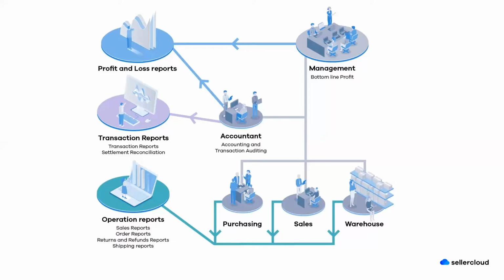I think looking at the reporting suite from the perspective of these three categories of profit and loss, transactions, and operations, and how they relate to these roles that we mentioned, can give you an idea of where you want to look first when checking what we have to offer in our reporting suite.